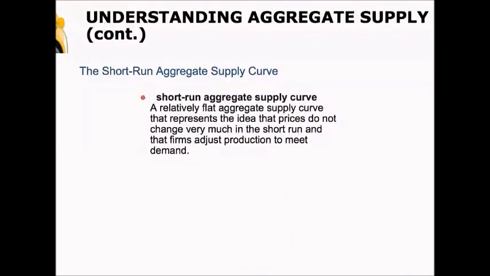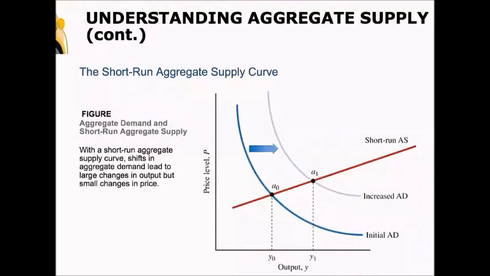The other aggregate supply curve is the short-run aggregate supply curve. As we saw, for some period of time, prices might remain sticky or relatively fixed. In these instances, output is determined by demand. And so our aggregate supply curve is relatively flat. It represents the idea that prices do not change very much in the short run, and firms adjust production to meet demand. Now when we look at an aggregate supply curve, it's going to be relatively flat like this. So prices don't change very much with this aggregate supply curve, and output does.